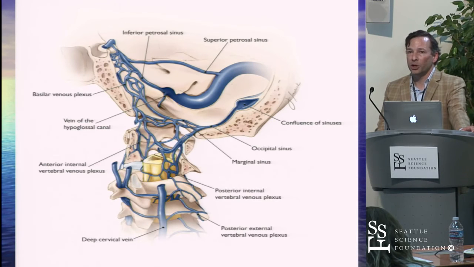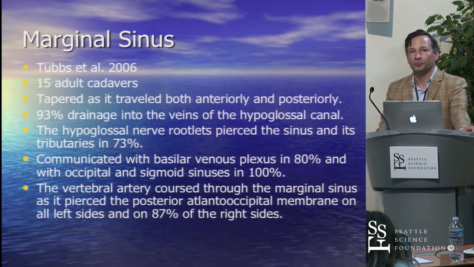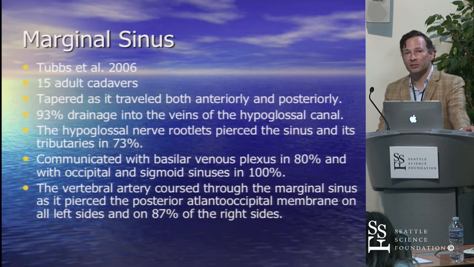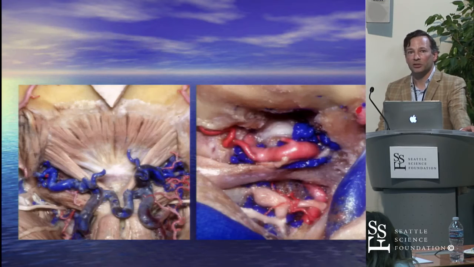Veins in this region, the craniocervical junction, primarily are Batson's plexus in the paraspinal region, both in and outside the dura, and these primarily communicate with the marginal sinus around the foramen magnum, which has strong contributions from the basilar venous plexus and from the veins of the hypoglossal canal. Marginal sinus we've looked at in the past in a study, and many of these are pierced by the vertebral artery, pierced by the rootlets of the hypoglossal nerve, and have strong communications between the sigmoid sinus and the occipital venous plexus.